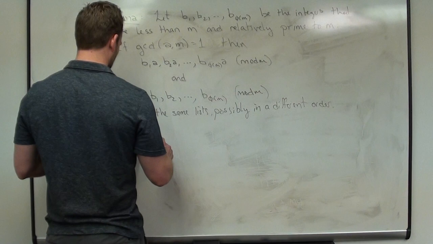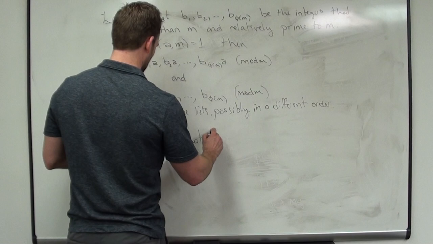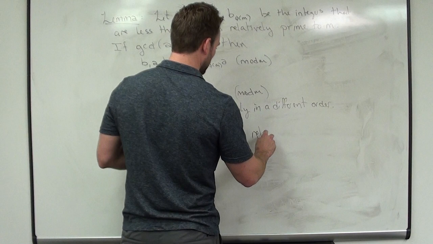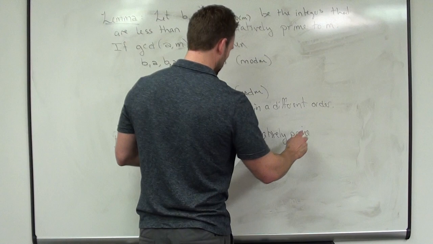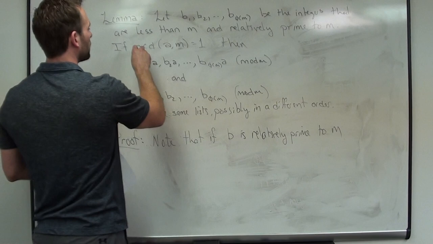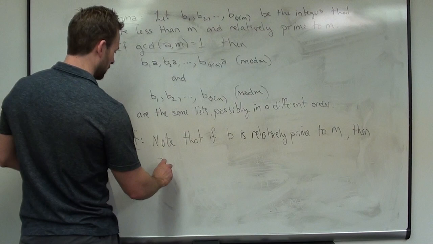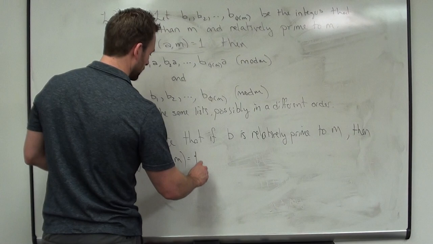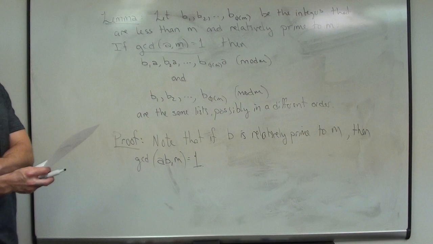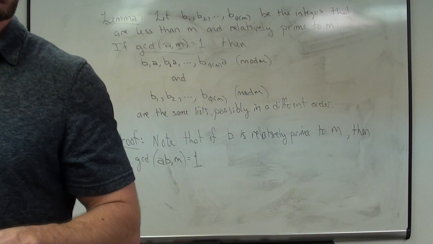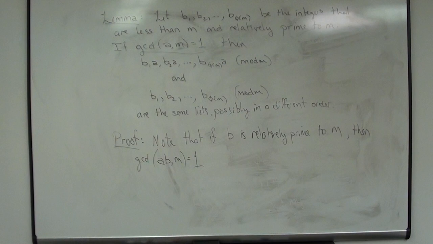So note that if b is relatively prime to m, remember, up in our hypothesis, GCD of a and m is equal to 1, then the GCD of ab and m is 1, which is what we just proved, right? So we have that. And if we go back to Chapter 9, you can look at that and see each of the numbers in the list is congruent to the other number in the list.